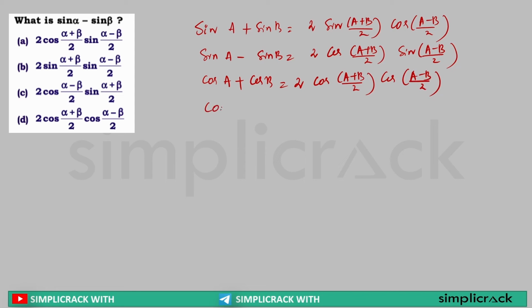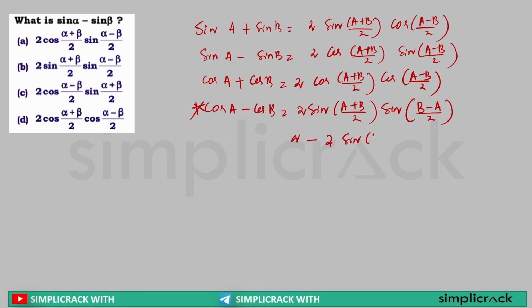Or if it is written cos A minus cos B, it will be written as, and this is most important because it is confusing, 2 sin (A plus B)/2 into sin (B minus A)/2, or most of the time it is written as minus 2 into sin (A plus B)/2 into sin (A minus B)/2, because minus sin B minus A is equal to minus sin A minus B.